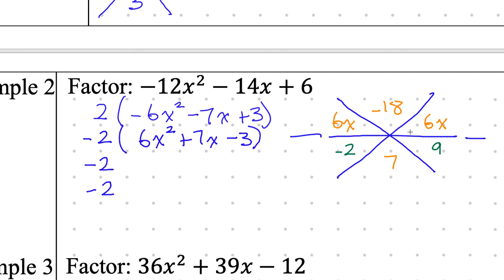Perfect. I'll let someone else reduce it. Yep, -2 times 9 is -18. -2 plus 9 is 7. Can someone reduce and write our final answer?